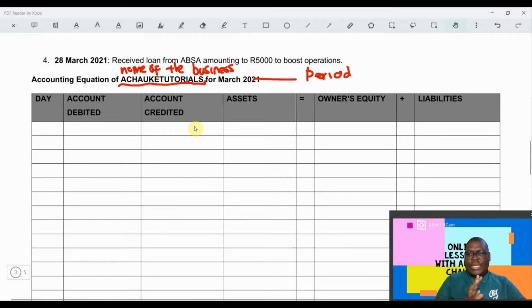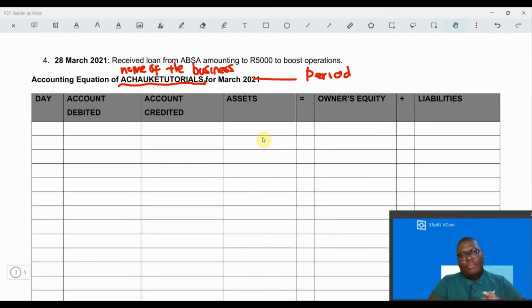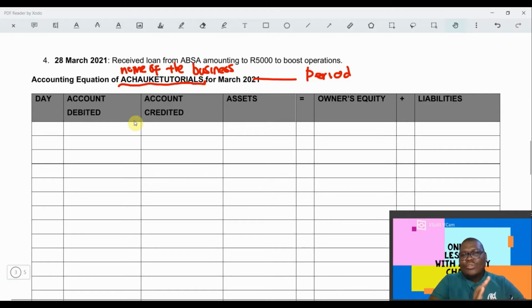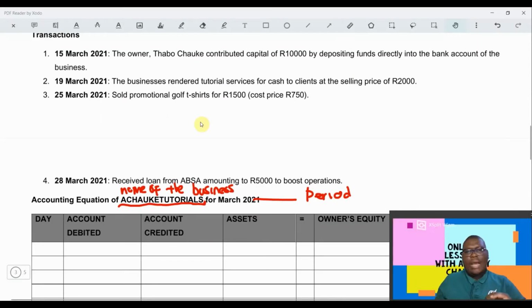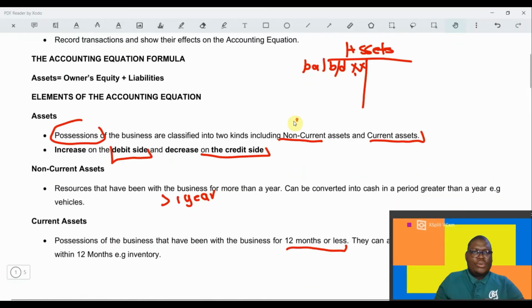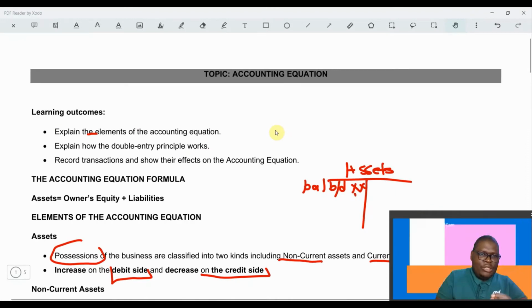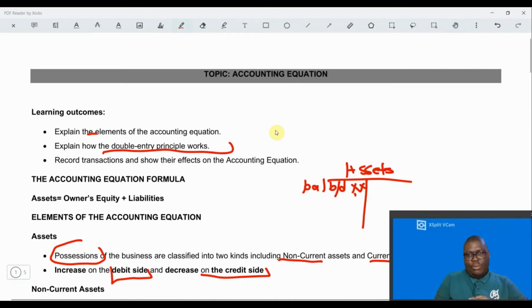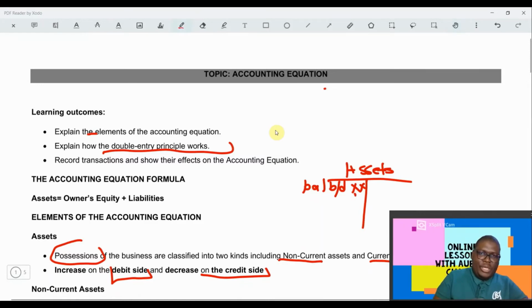Okay, now let's go into the transactions and record them. Now I think before we look at the transactions, let's just look at the structure of an accounting equation so that we can know what it looks like. But I want to warn you that sometimes they may not show you this side where I've shown you account debited and account credited. So you always need to know which account is debited and which account is credited. And this brings us to having to talk about the double entry principle. Remember when I was going through the things that we're supposed to know, I also mentioned that we should be able to explain how the double entry principle works, and this is why we need to look at it.